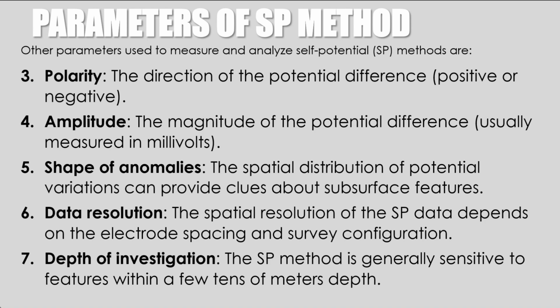Number 4, amplitude. The magnitude of the potential difference, usually measured in millivolts. Number 5, shape of anomalies. The spatial distribution of potential variation can provide clues about subsurface features. Number 6, data resolution. The spatial resolution of the SP data depends on the electrode spacing and survey configuration. Number 7, depth of investigation.